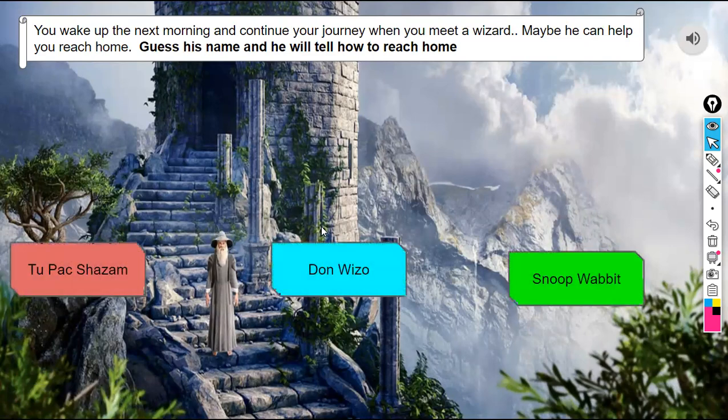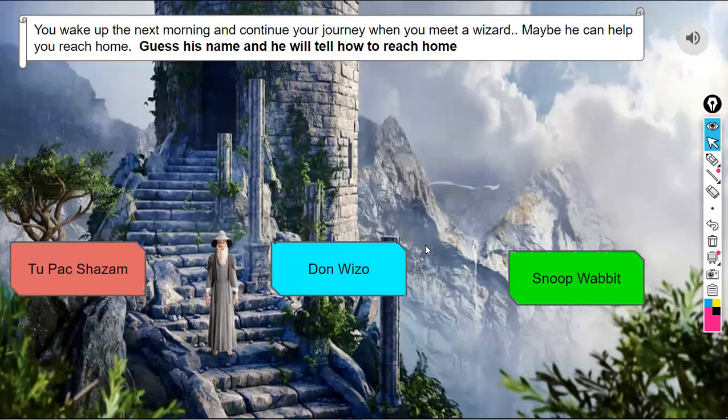What do you think his correct name is? You have 3 choices here. Is it Tupac Shazam, Don Wizzle, or Snoop Wabbit? Which one is it? Whatever you choose, you have to stick with it. The most popular answer is Don Wizzle.